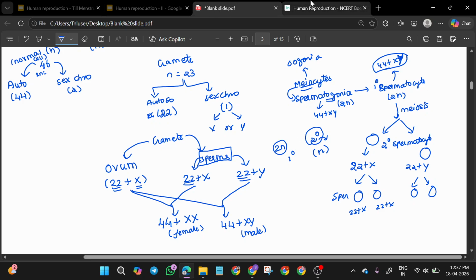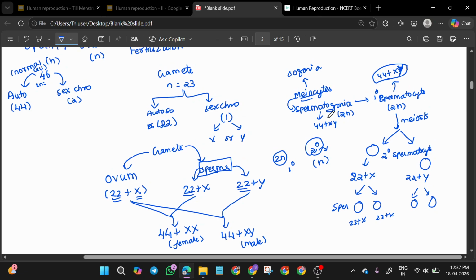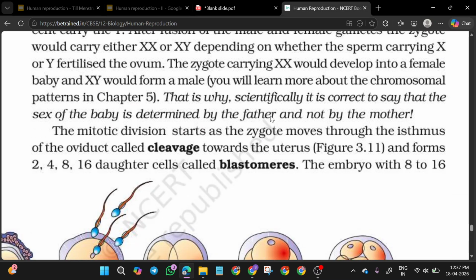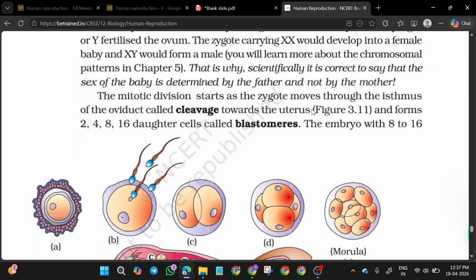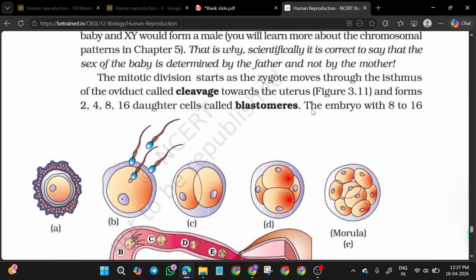Next, what we are going to see is this. Okay, fine. Next one is what is going to happen. After fertilization, the zygote will form and undergo division. Two cells will become 4 cells, 4 cells will become 8 cells, 8 cells to a 16 celled stage. This stage is called Morula.